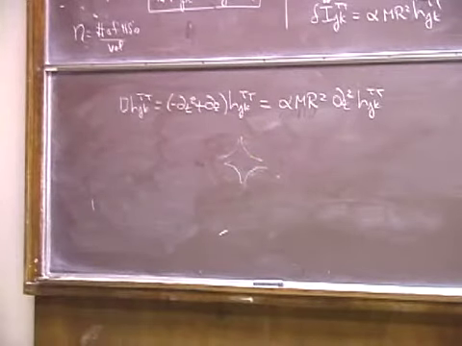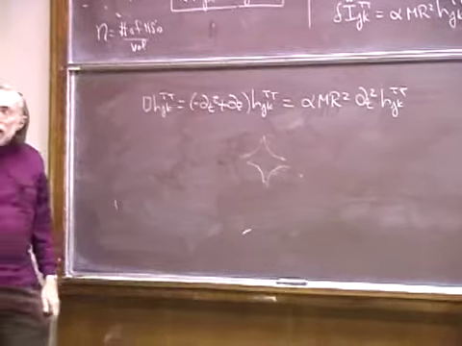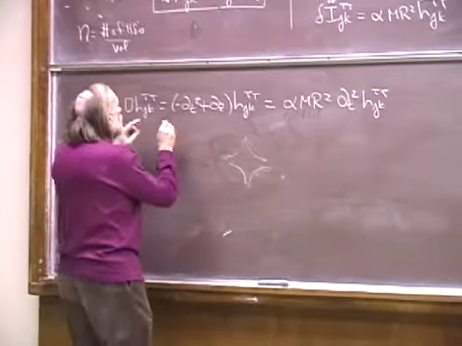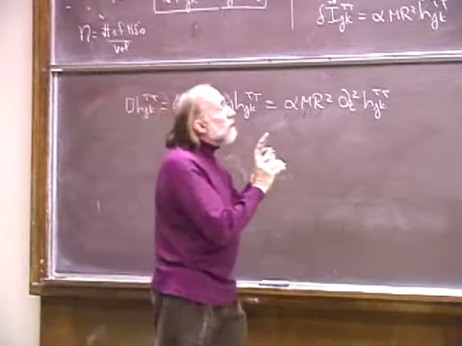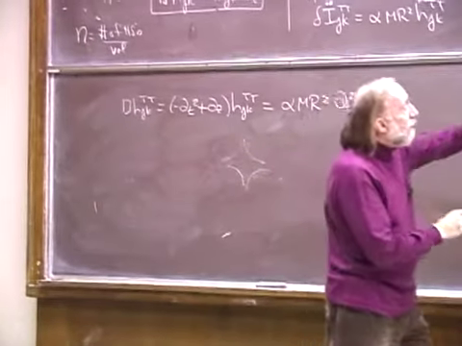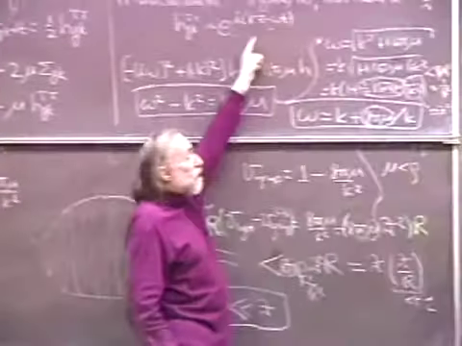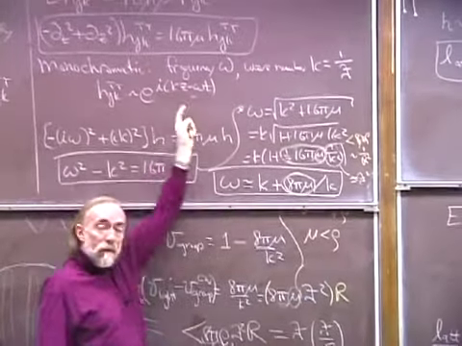We can now get ourselves a dispersion relation, just as I did previously, by assuming that these waves go as e to the i(kz minus omega t), just as I did before.